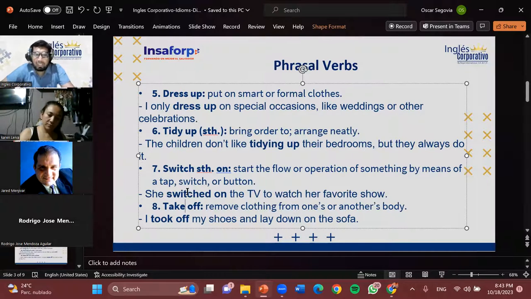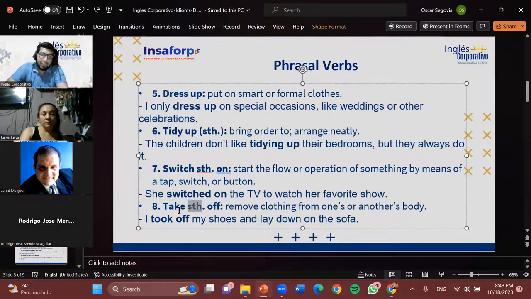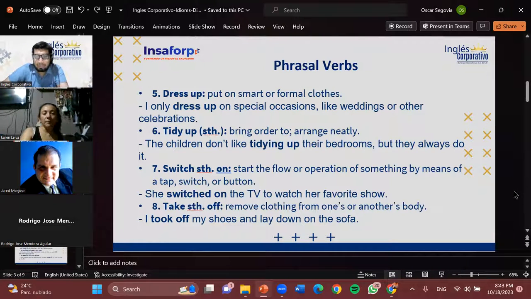So this is a word that if you use it with both of the words together, it's going to mean one thing. And if you use it with a separation in the middle, with another word or a noun that represents a piece of clothing or something like that, it's going to mean something completely different. So this is one of those to look out for, because you have to be careful when you use take off.